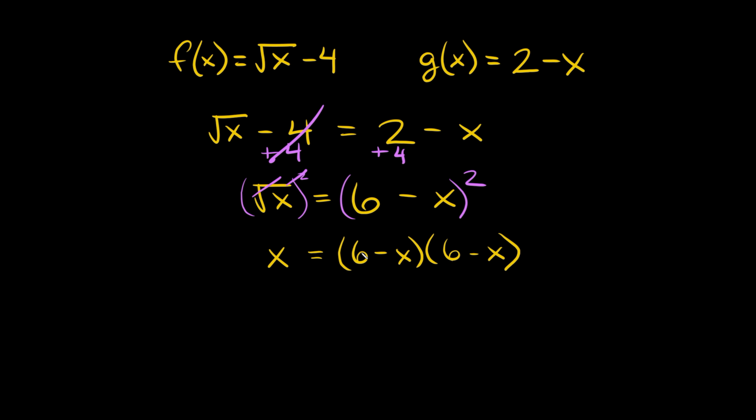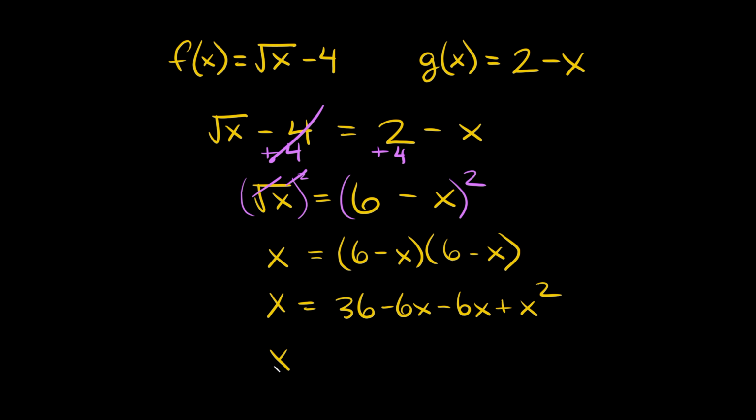Okay, so let's multiply this out so we can simplify it. So here we're going to get that x is equal to, and we can just FOIL, right? So first we're going to get 6 times 6, which is equal to 36. 6 times negative x is negative 6x. And then here we get negative x times 6, which is also negative 6x. And then negative x times negative x is positive x squared, okay?